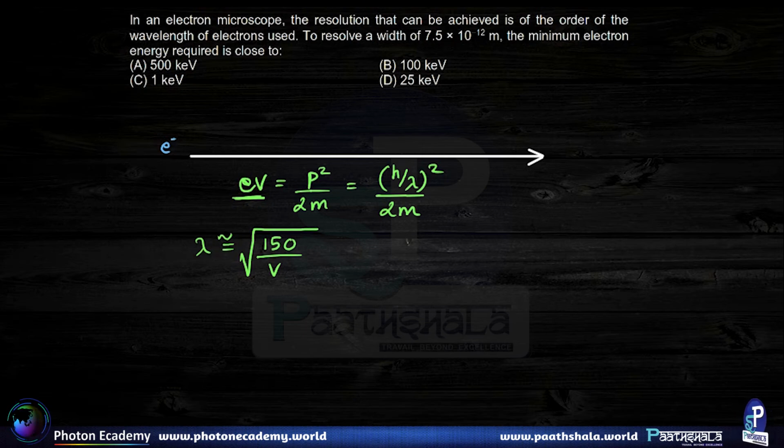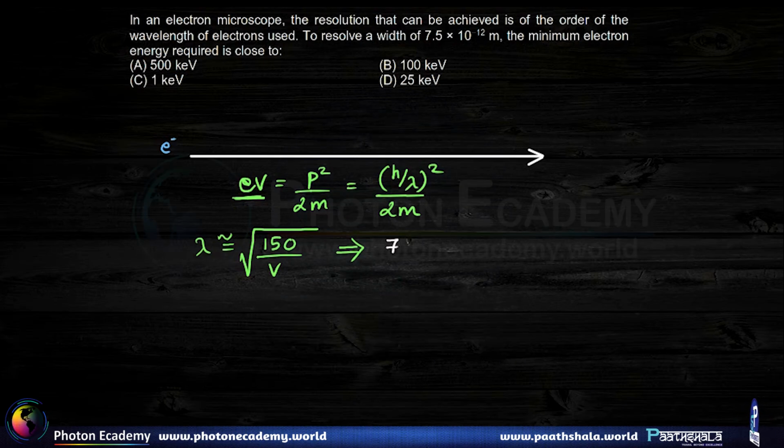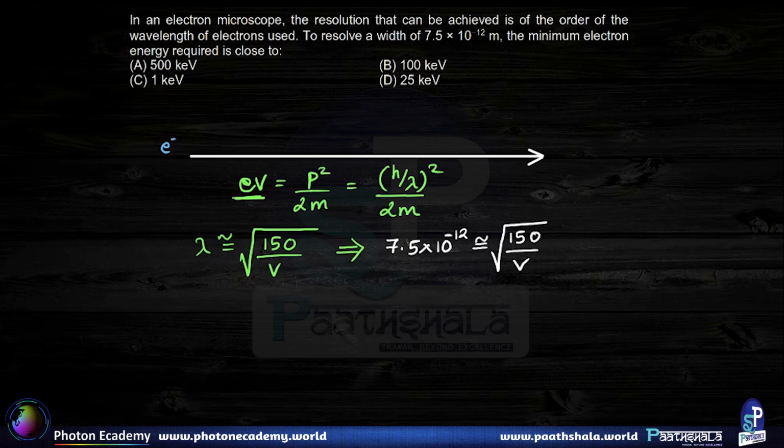So here lambda can be simply substituted, and we can just write down the value of lambda, which has been given, 7.5 into 10 raised to minus 12. So that is going to be equal to under root 150 divided by V. So this is easy to find. Under root of 150 is relatively easy to find because this is going to be 25 into 6, under root 25 under root 6. So this we can find out.